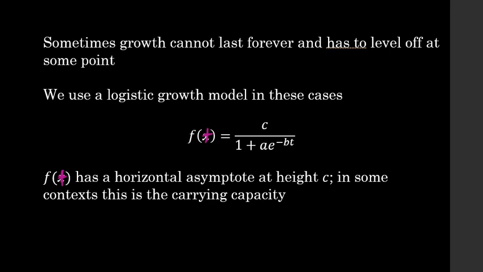And just as an example of one other instance where this could happen, where growth cannot last forever and it has to level off at some point, the number of people who are infected with an illness, COVID-19. So this is one more model that we could use to model the growth in the number of people who contract some kind of illness or something like that.